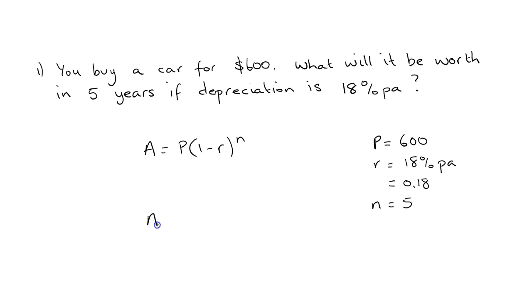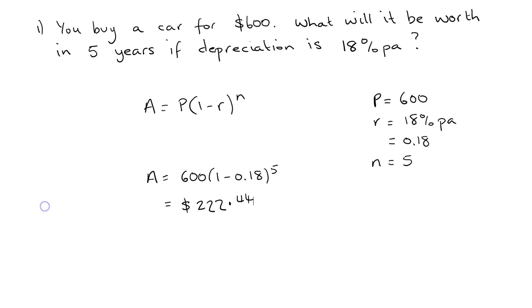Let's put our numbers into the formula. So we've got 600 times 1 minus 0.18 all to the power 5, and if we work that out on our calculator, that gives us a value of $222.44. And you just look at this number and you think, is that reasonable? Is that what I was expecting? The value is going down, so yes, that is a reasonable answer.